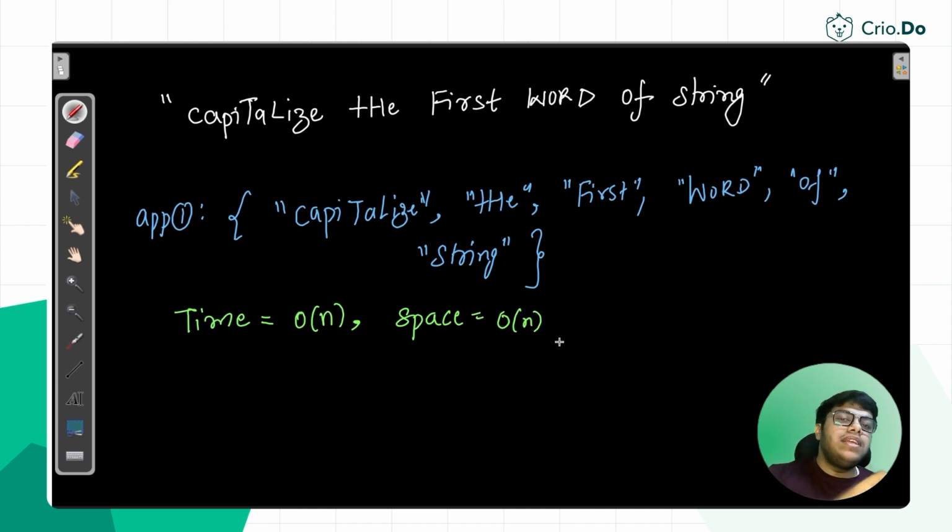So linear time, linear space, order of n time, order of n space. But is there any better solution? Is there any optimized solution? What do you mean by optimized? A solution which will take lesser time or maybe lesser space.